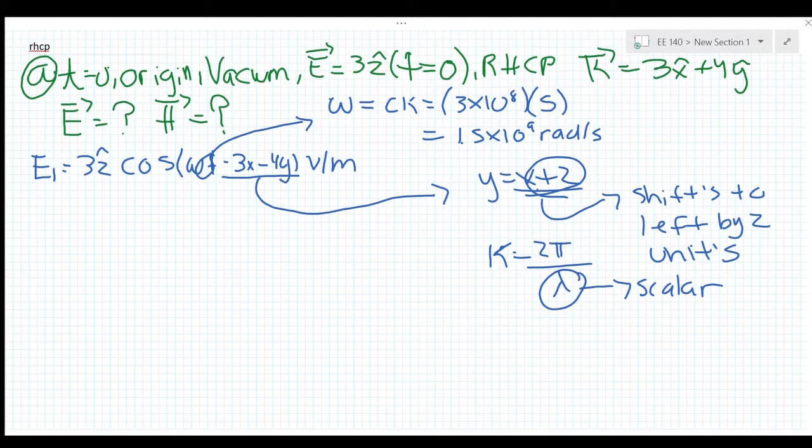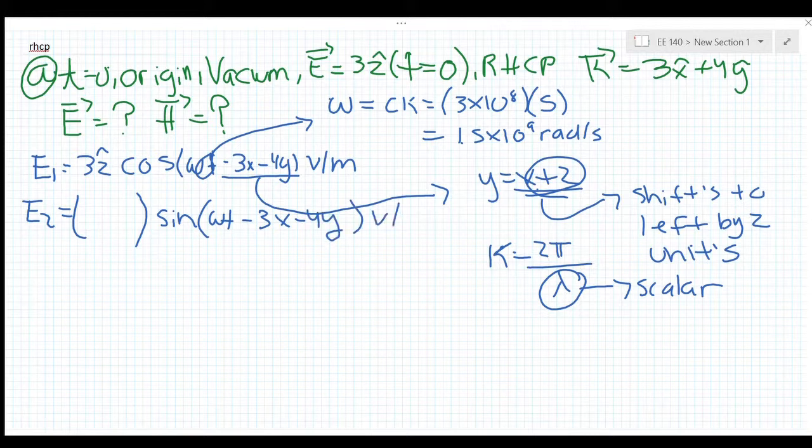Okay, so then we have to write our second electric field component, E2. This is going to be sine, and the space and time components are identical. So k and omega are going to be the same as for E1. So we have omega t minus 3x minus 4y volts per meter.